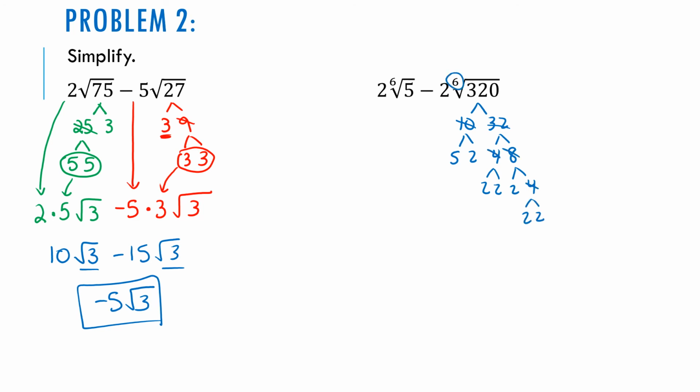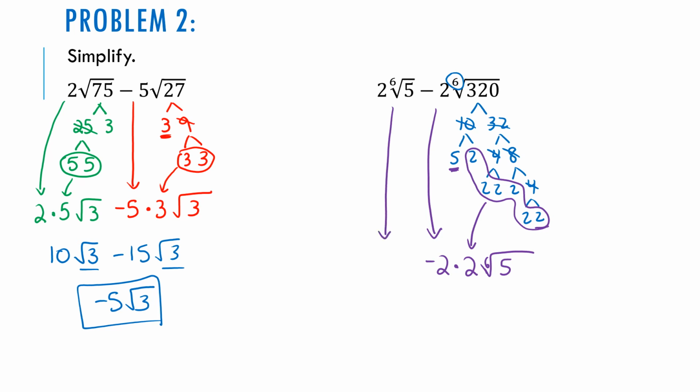This time, once again, the index is a 6, so I'm looking for 6 of the same number, which I have right here. I have 6 2's. So I will bring a 2 outside the radical. So I have negative 2 times a 2, representing the one that I circled, with an index of 6. And then I have a 5 that didn't get circled that will stay inside the radicand, inside the radical.